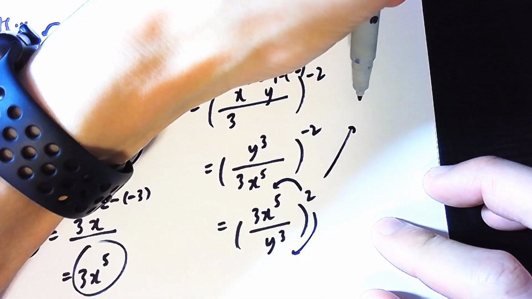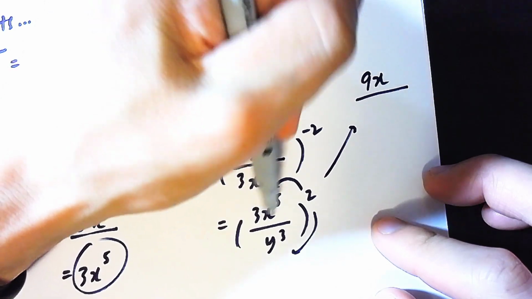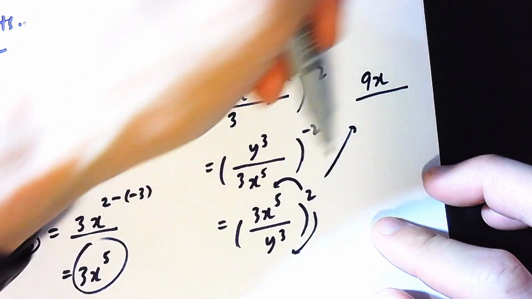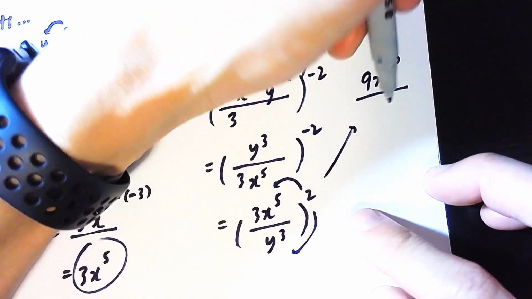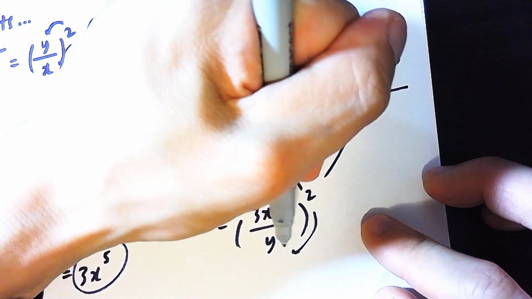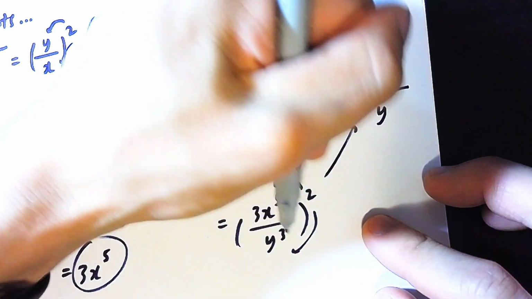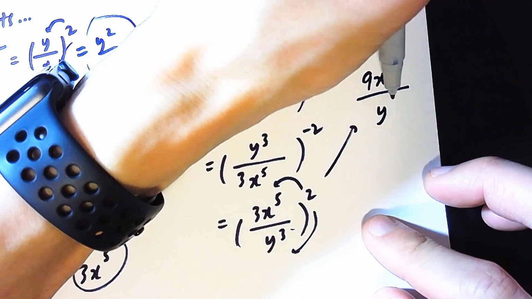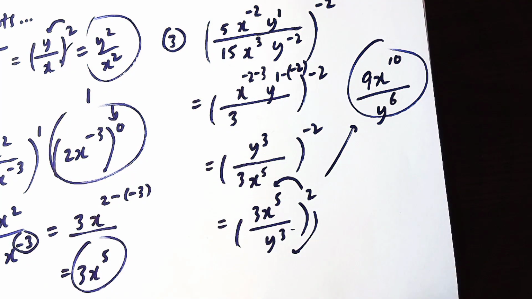So let's continue up here. We have 9x, and when you're squaring the x to the 5, you're multiplying, not adding. Exponent bracket exponent, we multiply. 5 times 2 is 10. And now we're squaring the bottom here. We're going to multiply it. So y cubed all squared, 3 times 2 is going to be 6. And here's your final answer. Good job.